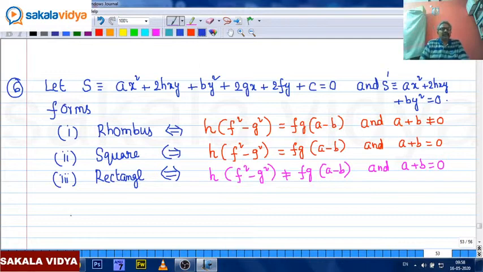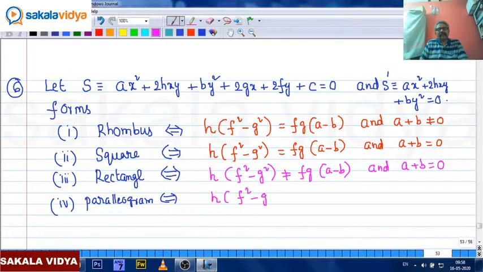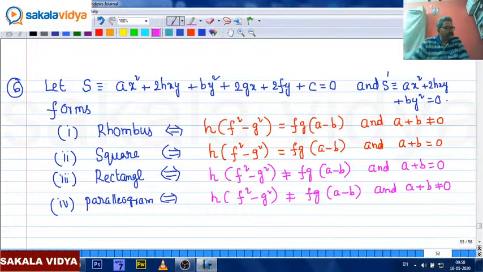Next, now final case, fourth one is parallelogram. So parallelogram means same conditions, but only one condition: h times f square minus g square does not equal to fg times a minus b, and also a plus b does not equal to 0. Okay, these conditions we need to remember.